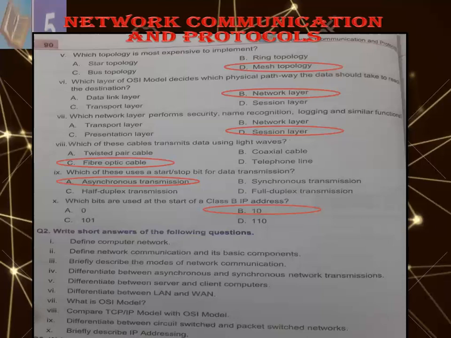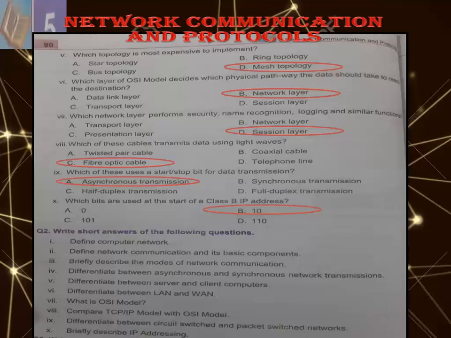Then compare TCP/IP model with OSI model. TCP/IP, transmission control protocol, is another model and a concise form of the OSI model. In the OSI model, we have 7 layers, and in the TCP/IP model, we have 4 layers. We have application, transport, network, and network access layer. So these are the 4 layers, and this is a concise form of the OSI model.